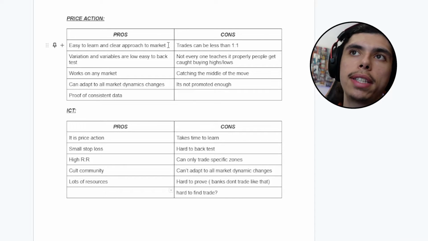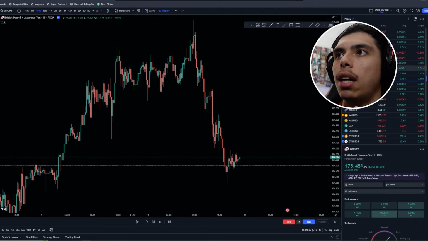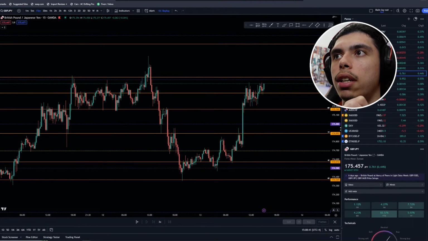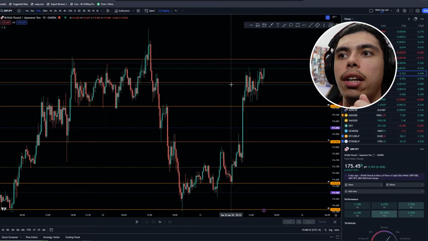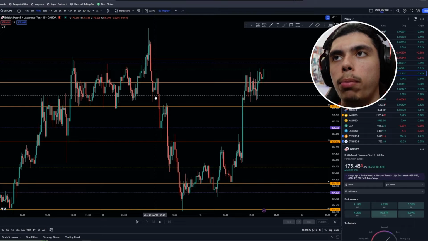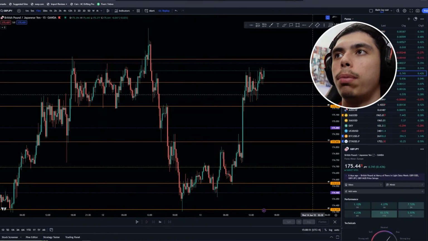The first pro of price action: price action is easy to learn. You have a clear approach to the market. This is an example of a markup that I currently have on the charts, and you can see that it is very clean and clear. There is nothing on the charts here that is complicated. It's just simple support and resistance, looking to get from point A to point B, clean and simple, right?